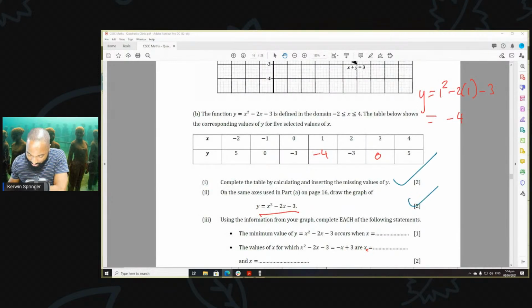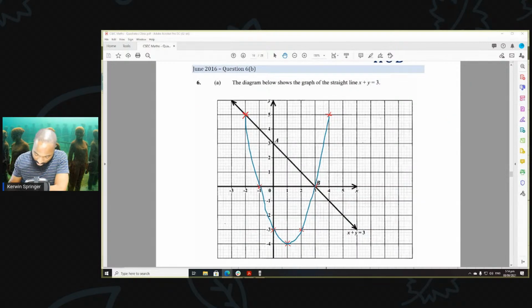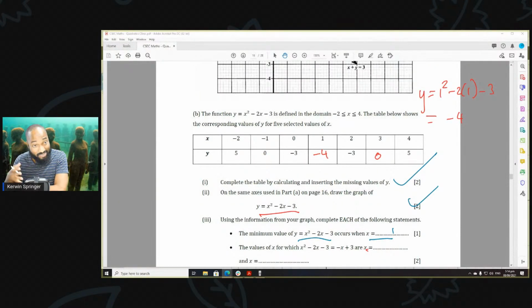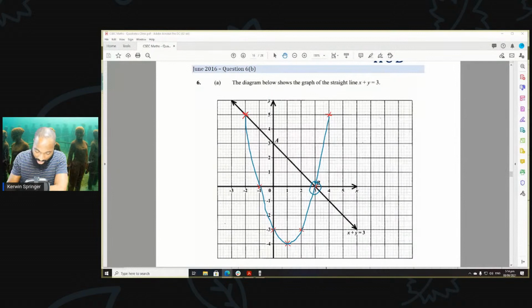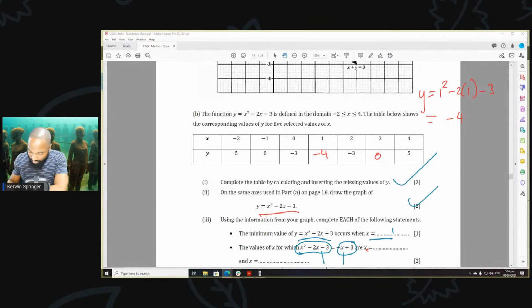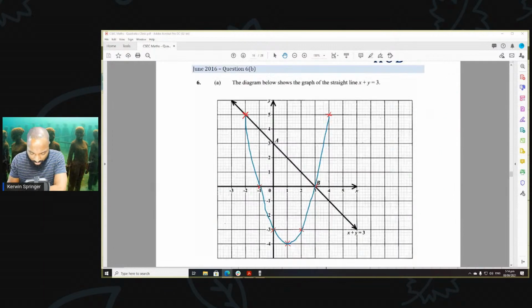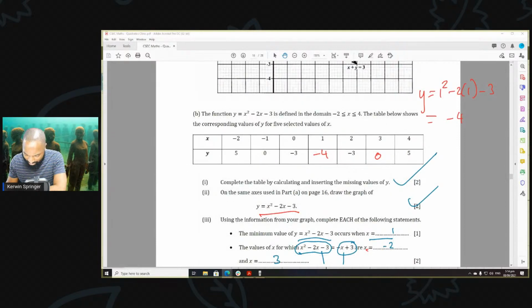And right, so we did that part, we did this part. Anybody have any quarrels there? We good? Using the information from the graph, complete each of the following. The minimum value occurs when x is equal to 1. When x is 1, it's going down to the minimum there. The values of x for which x squared minus, they want where the curve is equal to the line. That's a maths way of saying intersection. Where does it intersect? What are the x values of the coordinates of intersection? When x is 3 and when x is negative 2. So negative 2 and 3. Easy. You probably didn't see it good the first time. Let me just make sure it's the same line.